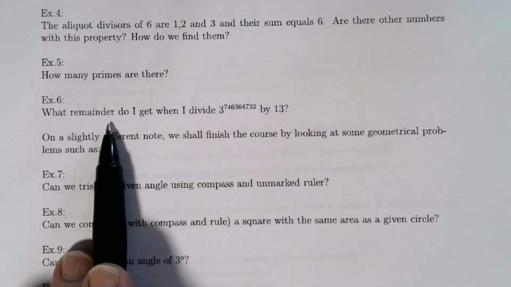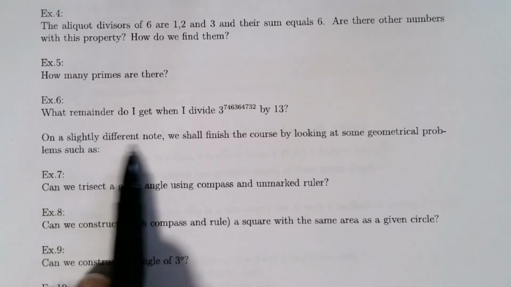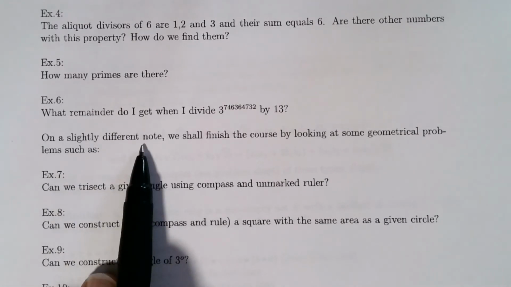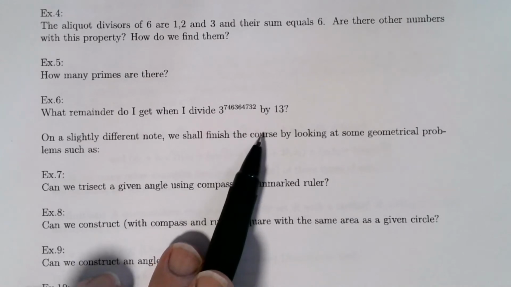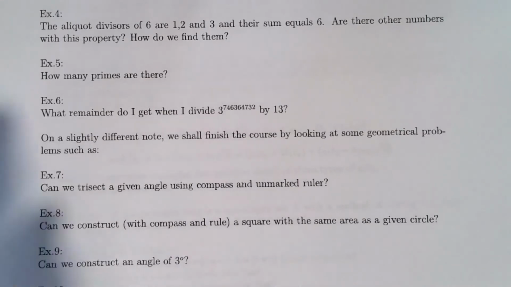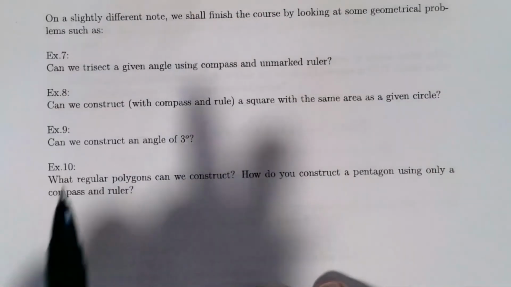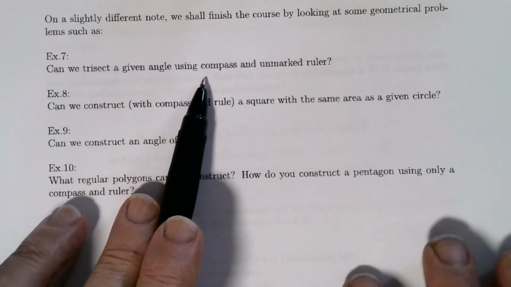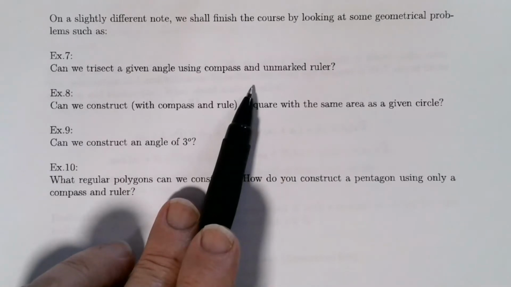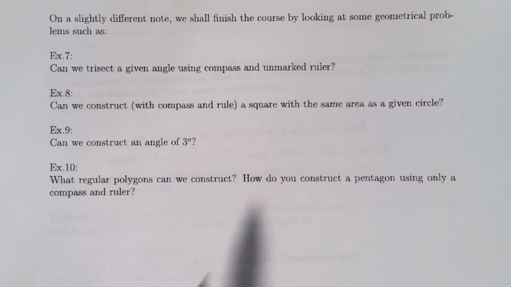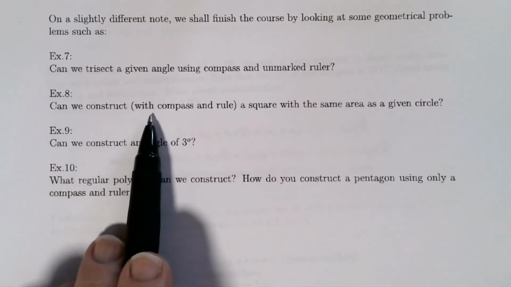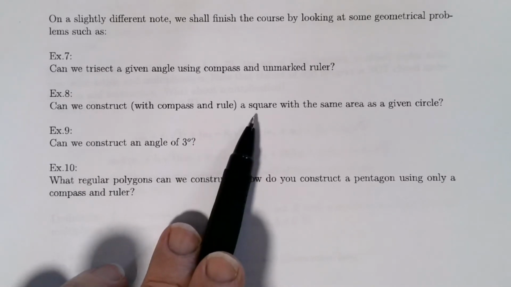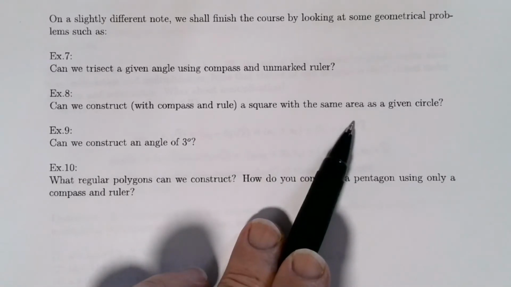Well, we're going to have a look at questions like that as well. On a slightly different note, we're going to have a look towards the end of this at some geometrical problems, such as, can we trisect a given angle using only compass and an unmarked ruler? And you may know the answer to that is no. Can we construct, with compass and rule, a square with the same area as a given circle?